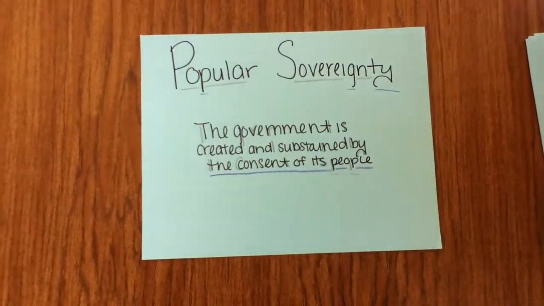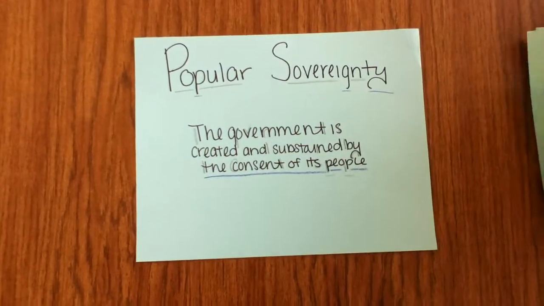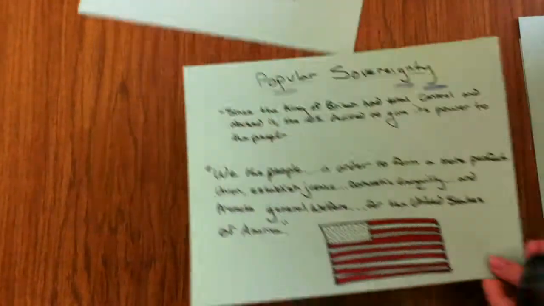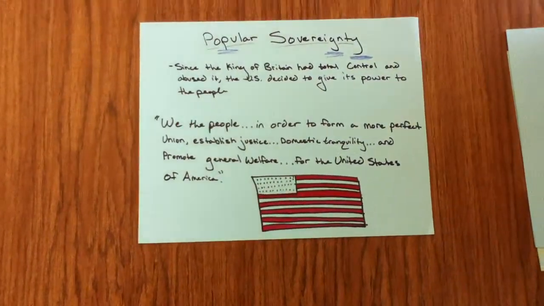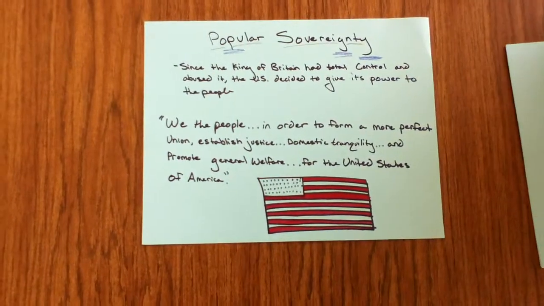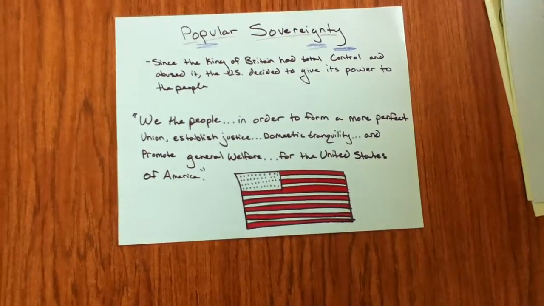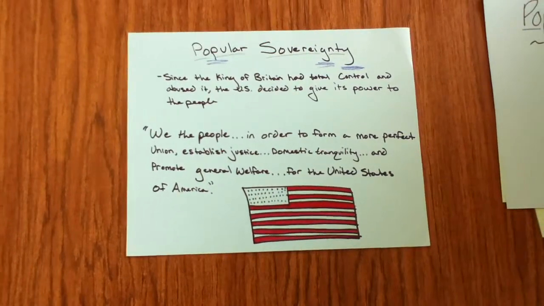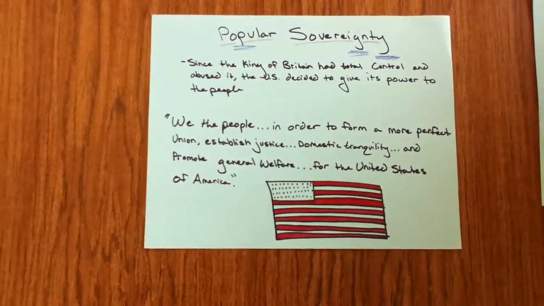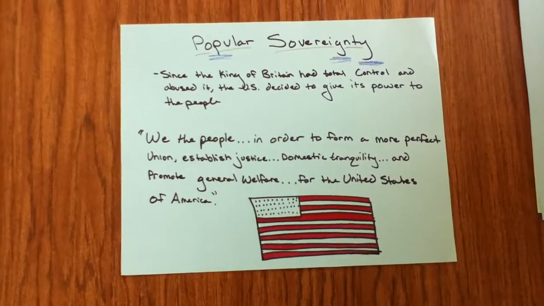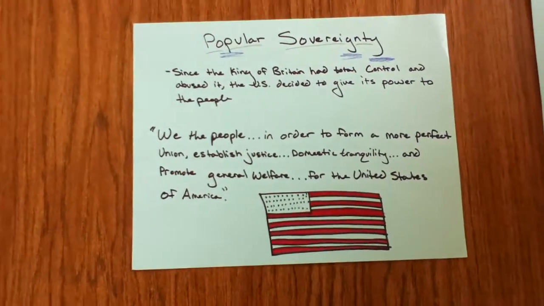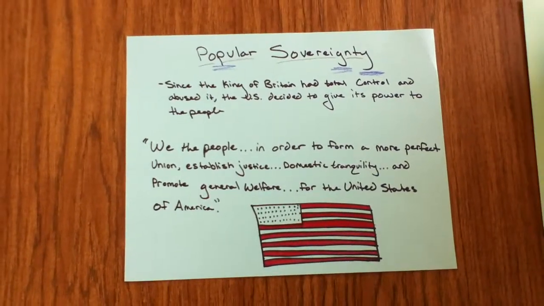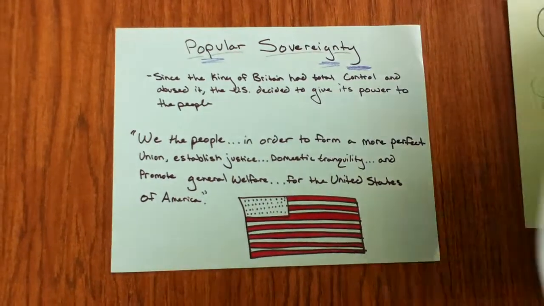Popular sovereignty. The government is created and sustained by the consent of the people. Since the King of Britain had total control and abused it, the U.S. decided to give the power solely to the people. Thus, we created the democracy. And our quote is, "We the people, in order to form a more perfect union, establish justice, domestic tranquility, and promote general welfare for the United States of America."